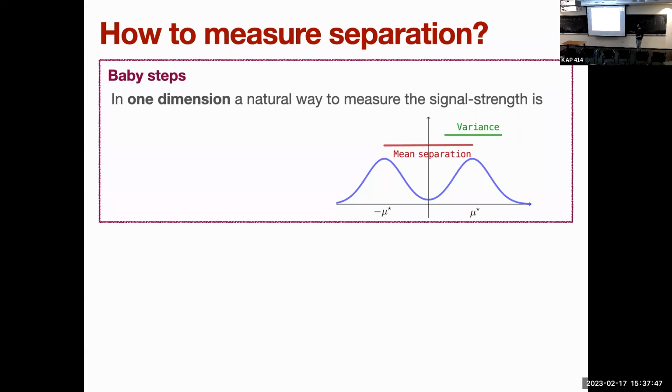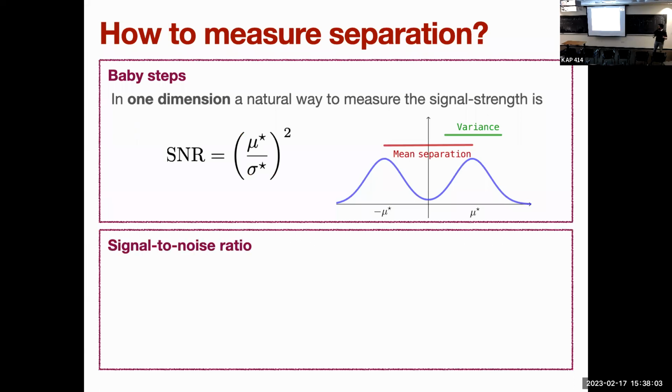I'm not going to see a lot of signal. On the other hand, if I have a lot of separation and very little variance, then it's going to be easy to classify the problem. And so a natural signal to noise ratio metric would be the mean squared over the variance. Very simple. Now let's try to generalize to higher dimensions.